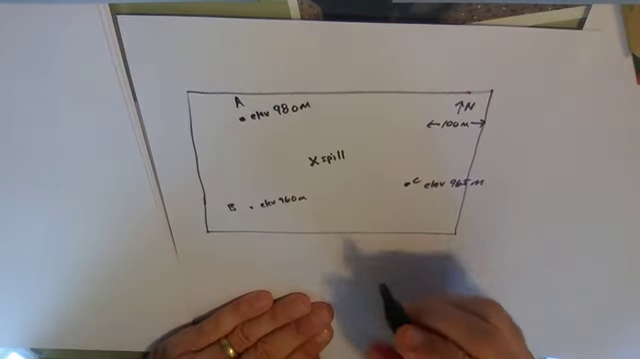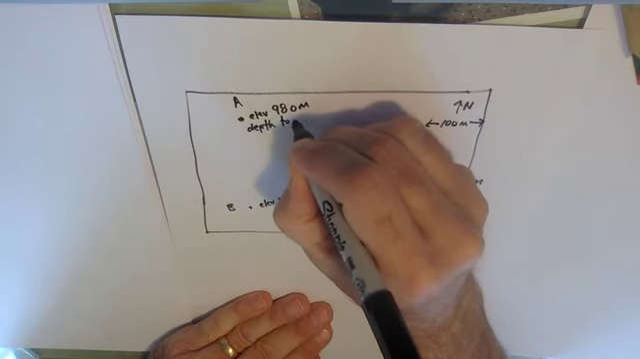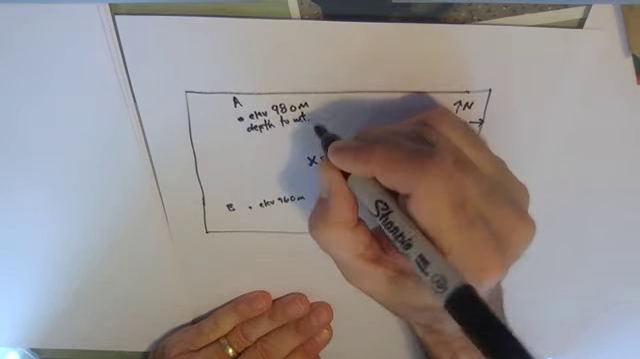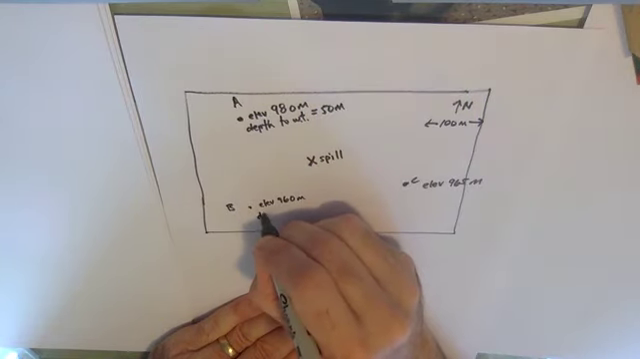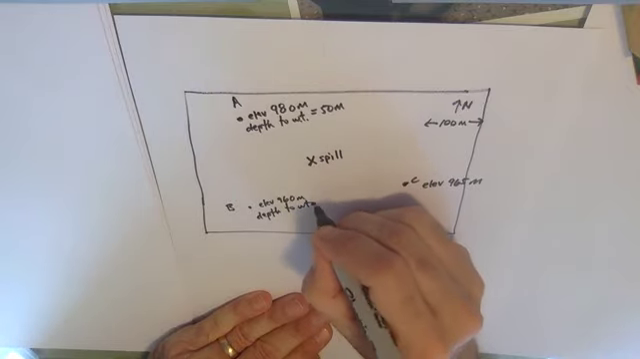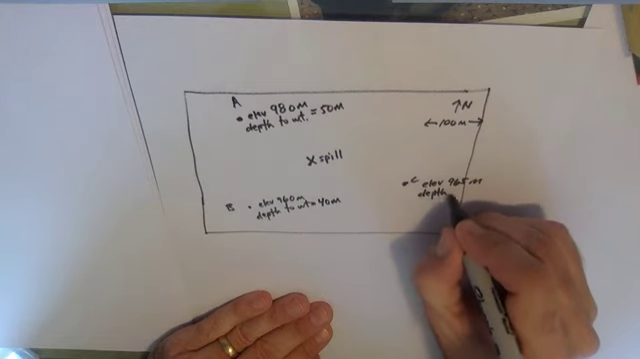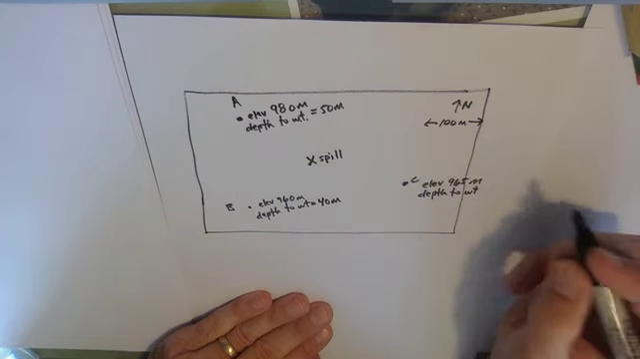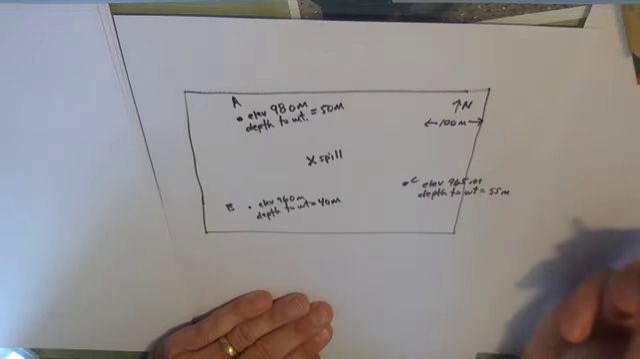And we drill the well, and we find that we have to go down in order to reach the water table. Depth to the water table is 50 meters here. Depth to water table is 40 meters here. And depth to the water table is 55 meters here.